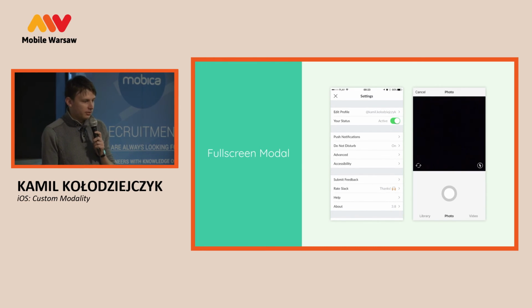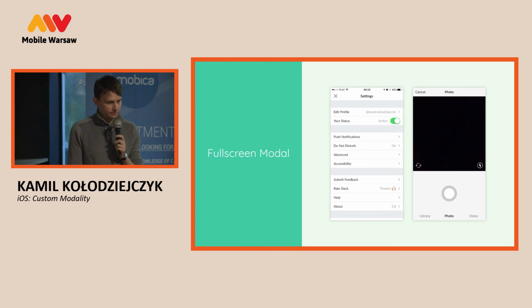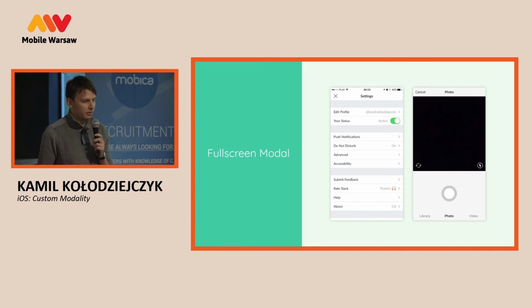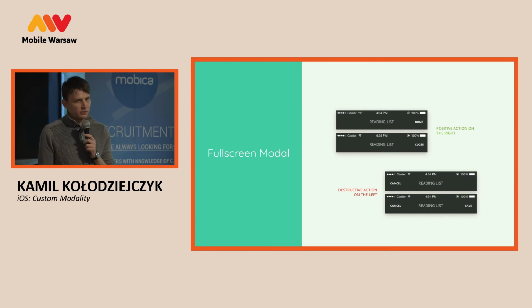The second type of doer is the full screen model, definitely the most common one. And it's for heavy tasks that can have multiple steps. It's great for that because it takes the whole screen, so it requires full attention. There's nothing else you can see here. And also it has the most space for content we want to show. And it's generally agreed that positive action is always on the right side of the navigation bar. So for those full screen models, we have to remember that actions like done, close, or save should be on the right, while destructive actions like cancel should always be on the left side.